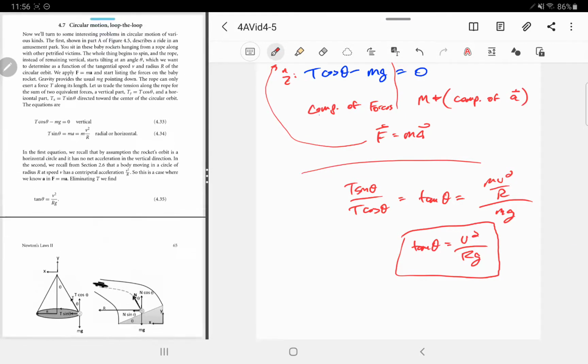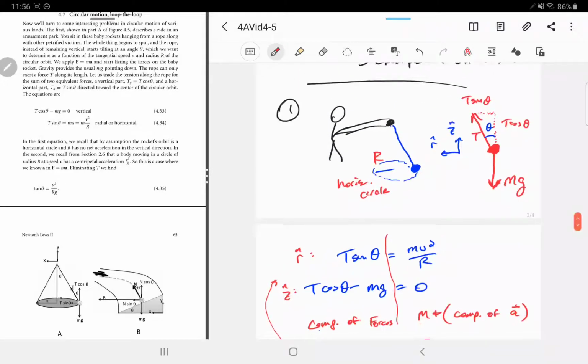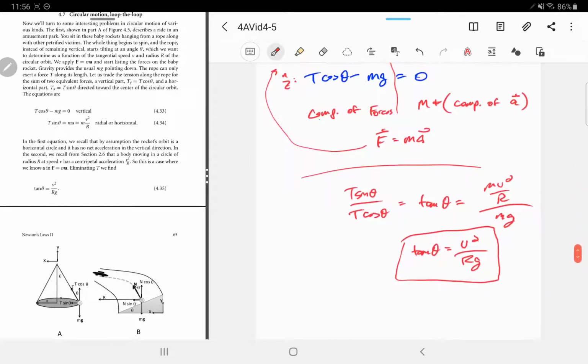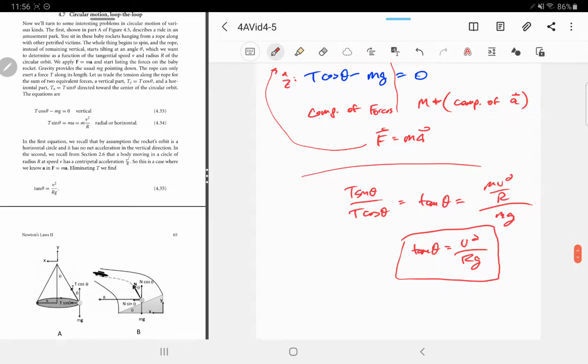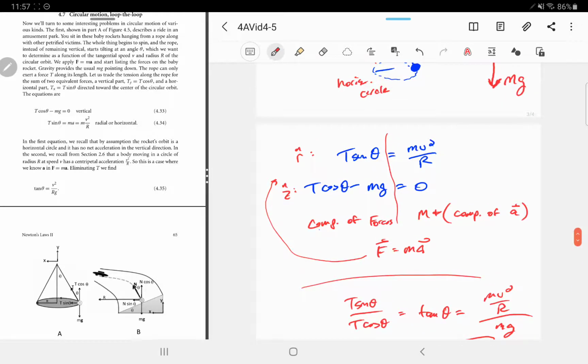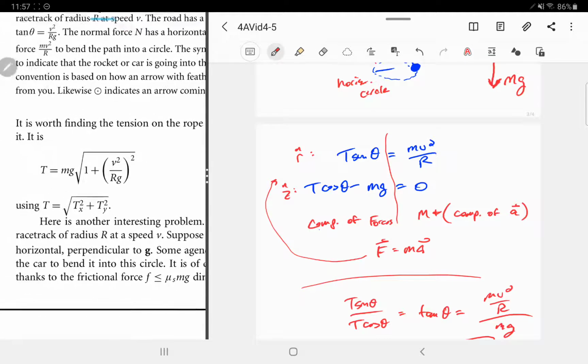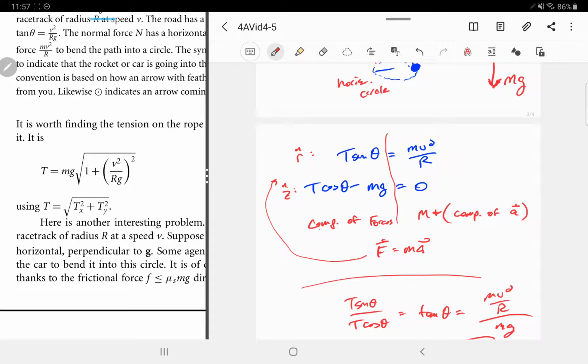Okay, so probably given in the problem statement you're told what the angle is, in which case you could solve for the speed, or if you're told the speed, you could solve for the angle. Okay, and then once you have this relationship, you can plug back into either one to solve for the tension. So your book does that, plugs this back in, solves for the tension, and gets this. T equals mg square root of all that.